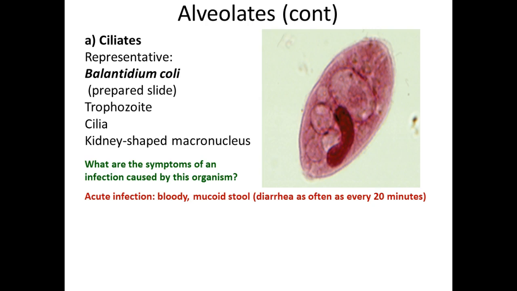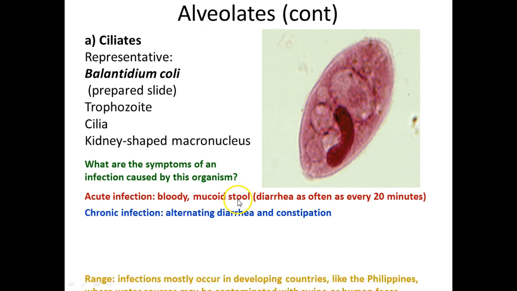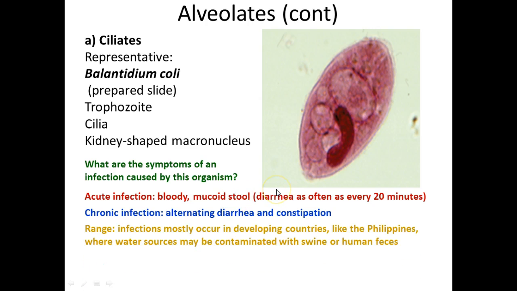That's during the acute phase, an acute infection. You might end up with a chronic infection where it alternates between constipation and diarrhea. Or you can't go and then you can't stop going. So again, more fun facts that you don't necessarily have to know.